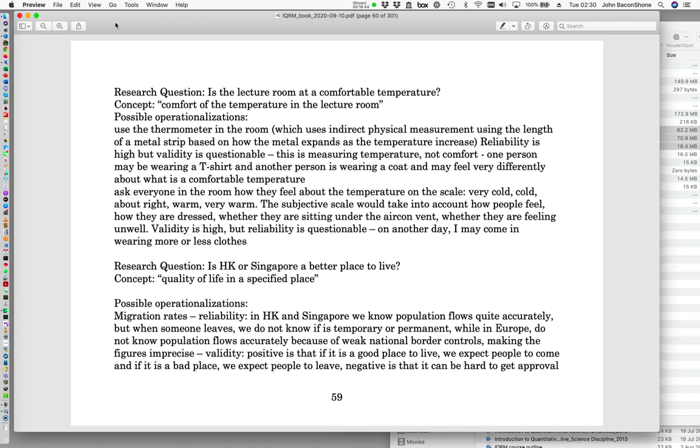Okay, so let's think about migration rates in terms of reliability and validity. So in terms of reliability, historically, both Hong Kong and Singapore used to have quite a lot of illegal immigrants because we're both surrounded by sea. So it's relatively easy for people to land in Hong Kong and Singapore by sea without going through the official channels for coming in. In fact, you've probably seen this recent newspaper story about people trying to leave Hong Kong without getting proper authorization and getting stopped by the mainland authorities when they were trying to go to Taiwan.